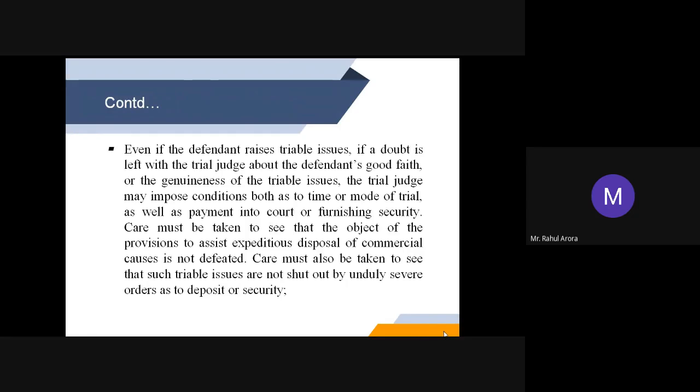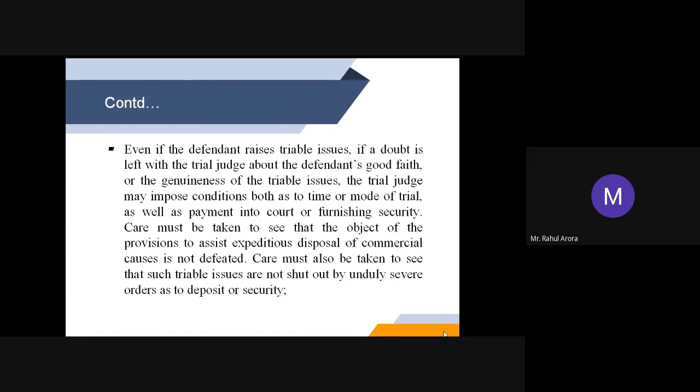conditional leave to defend so as to expeditiously dispose of commercial cases, and care must also be taken that such triable issues are not set off by unduly severe orders as to deposit or security. So in these conditional types of leave to defend, the court may allow the defendant to deposit a security amount in cases of a money suit, and thereby give him an opportunity to file his written statement in the case.